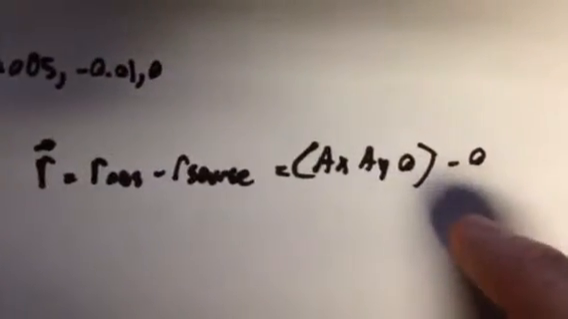So we have ax, ay, 0, minus 0, because this is ax, ay. So we have this right here. That's the r vector.